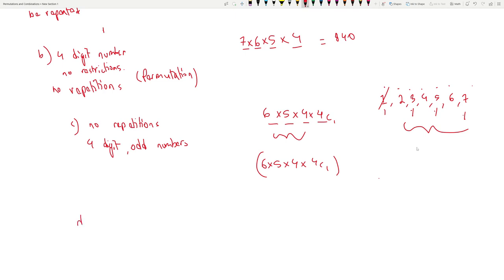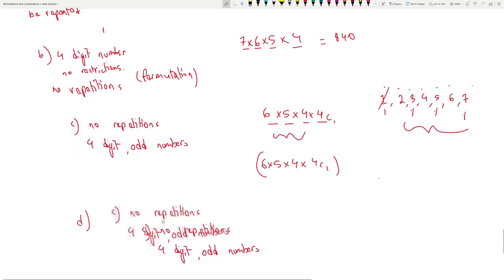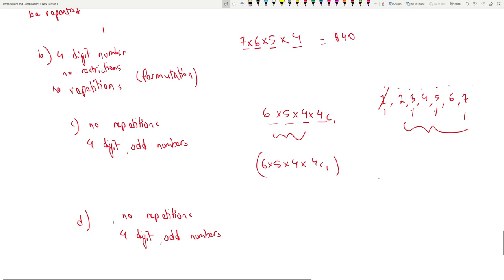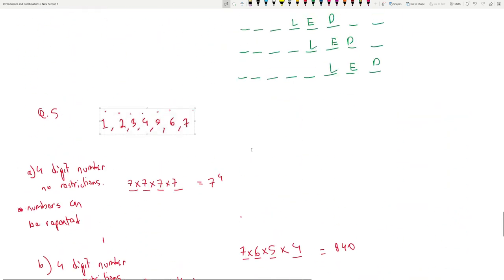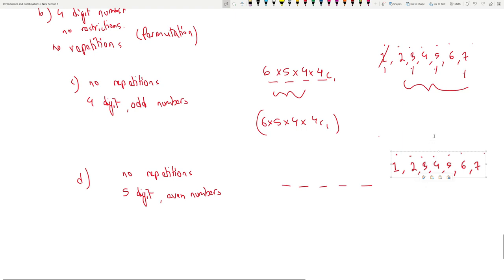And the same thing, no repetitions, but suppose let's make a 5-digit even number. You can try this with me. No repetitions, but 5-digit even numbers. 1, 2, 3, 4, 5. How will you do it? Do with me. We need to identify the even numbers first. What are they? 2, 4, and 6. So the last blank has to be 3C1. Okay. And then what about the others?